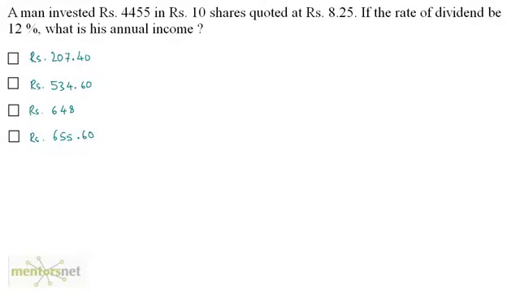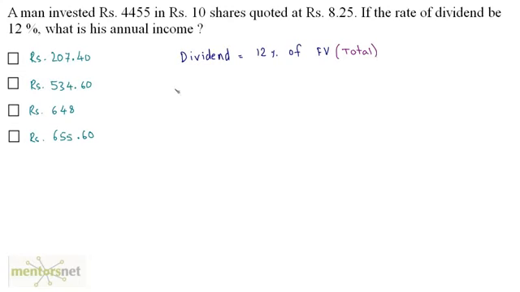A man invested 4,455 rupees in rupees 10 shares quoted as rupees 8.25. If the rate of the dividend be 12%, what is his annual income? So you have been asked what is the dividend. So what is the formula for dividend? Well, dividend is calculated on the face value. So it is equal to, the rate is 12%, so 12% of the face value. So basically you need the face value, that is the total face value of all the shares, isn't it?